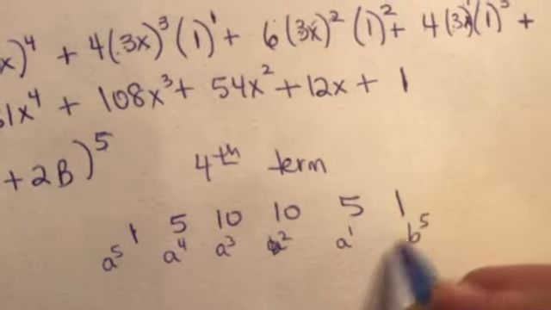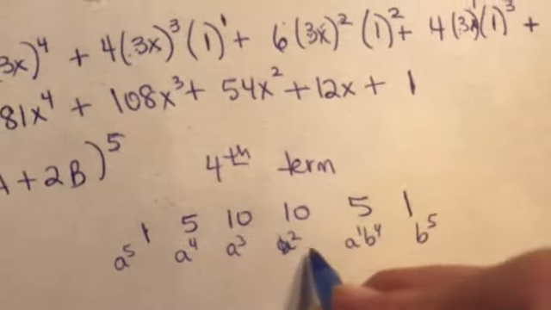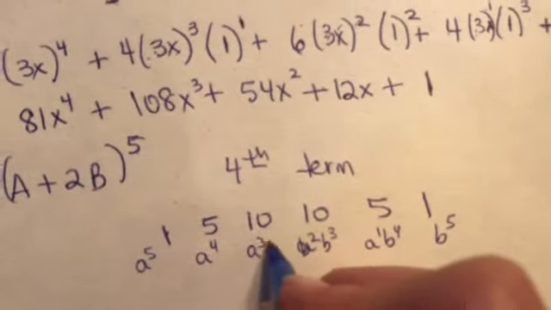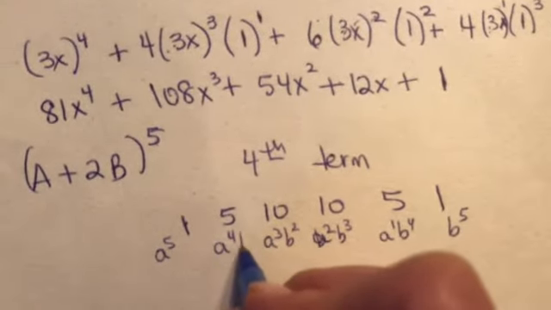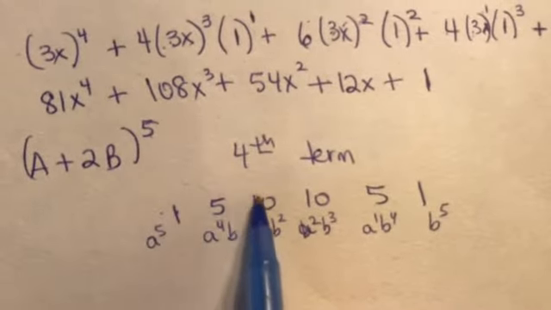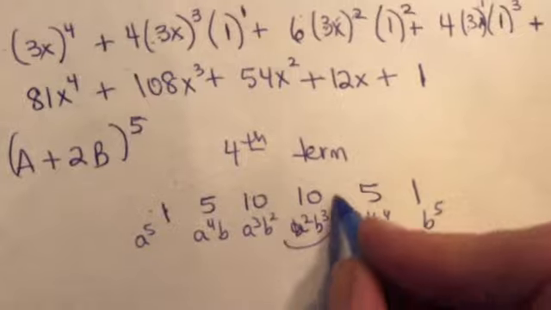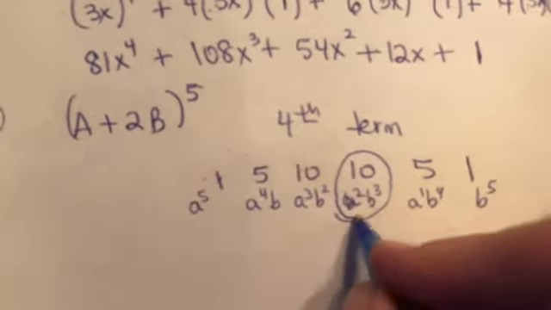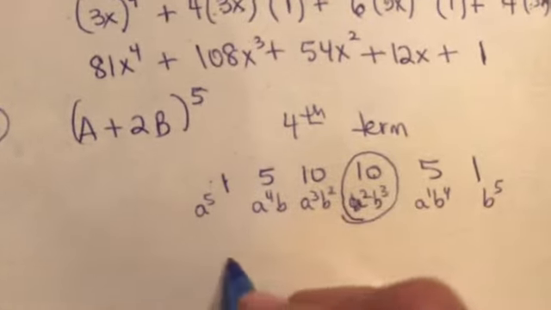And then I'm going to go backwards. B to the 5th, B to the 4th, B to the 3rd. And as you get better at this, you can even kind of skip doing all of these. But you want the 4th term. 1, 2, 3, 4. You want this term right here. So my coefficient is 10.